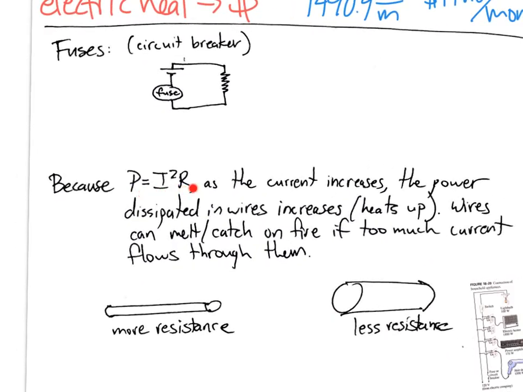Because power equals I squared R, as the current increases, the power dissipated in wires increases, meaning it heats up. When energy is dissipated in the wires, it turns into heat energy, so wires can melt or even catch on fire if too much current flows through them. Notice how the power depends on the square of the current, so doubling the current would quadruple the power. A big wire has less resistance and a skinny wire has more resistance.